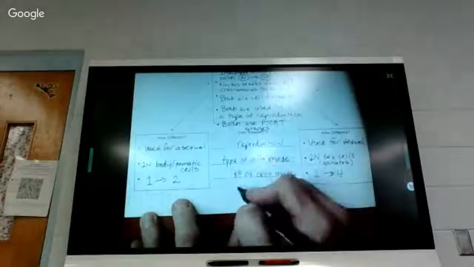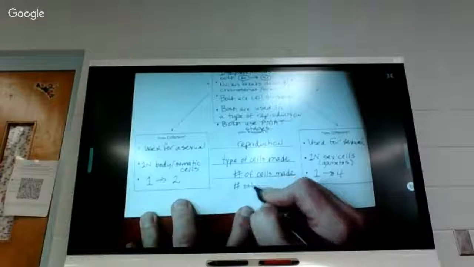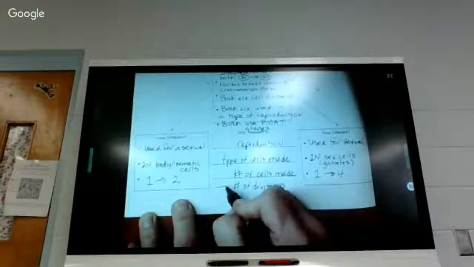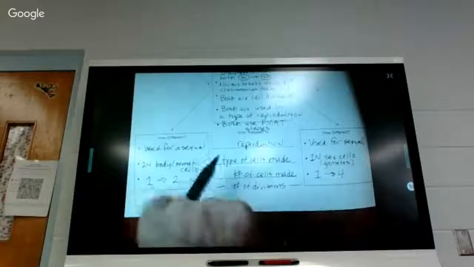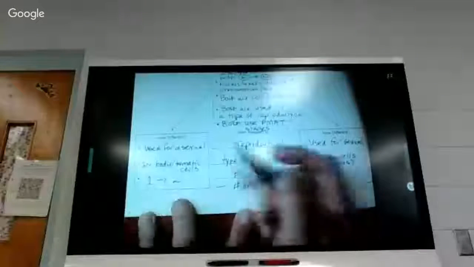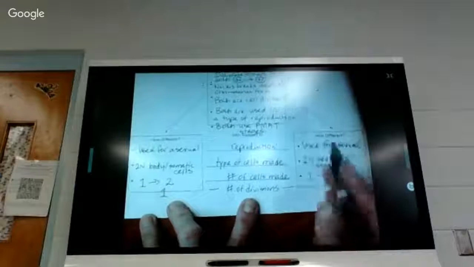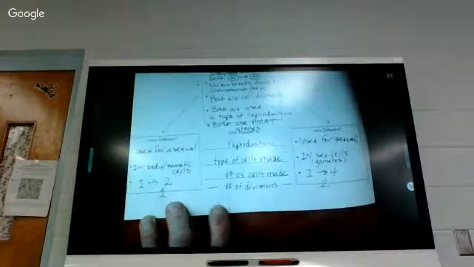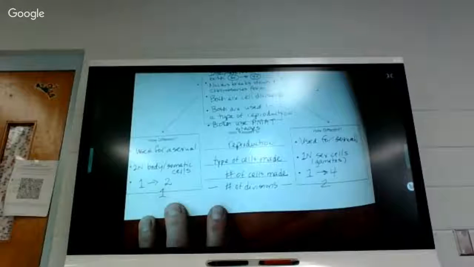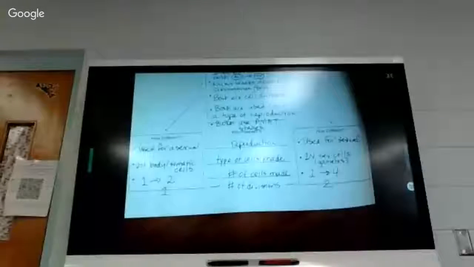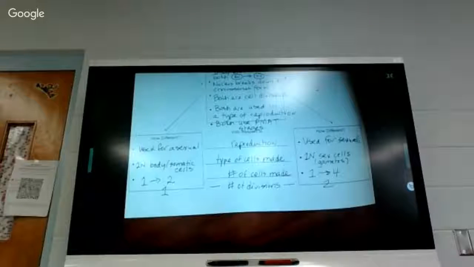Okay, how about number of divisions? How many divisions did the cell go through over here? 1. How many over here? 2. And because of that, it's considered reduction division because it just divides it again. So we get half the chromosomes in those cells. Is there anything missing that y'all would say? For mitosis, there's no change in the number of chromosomes.